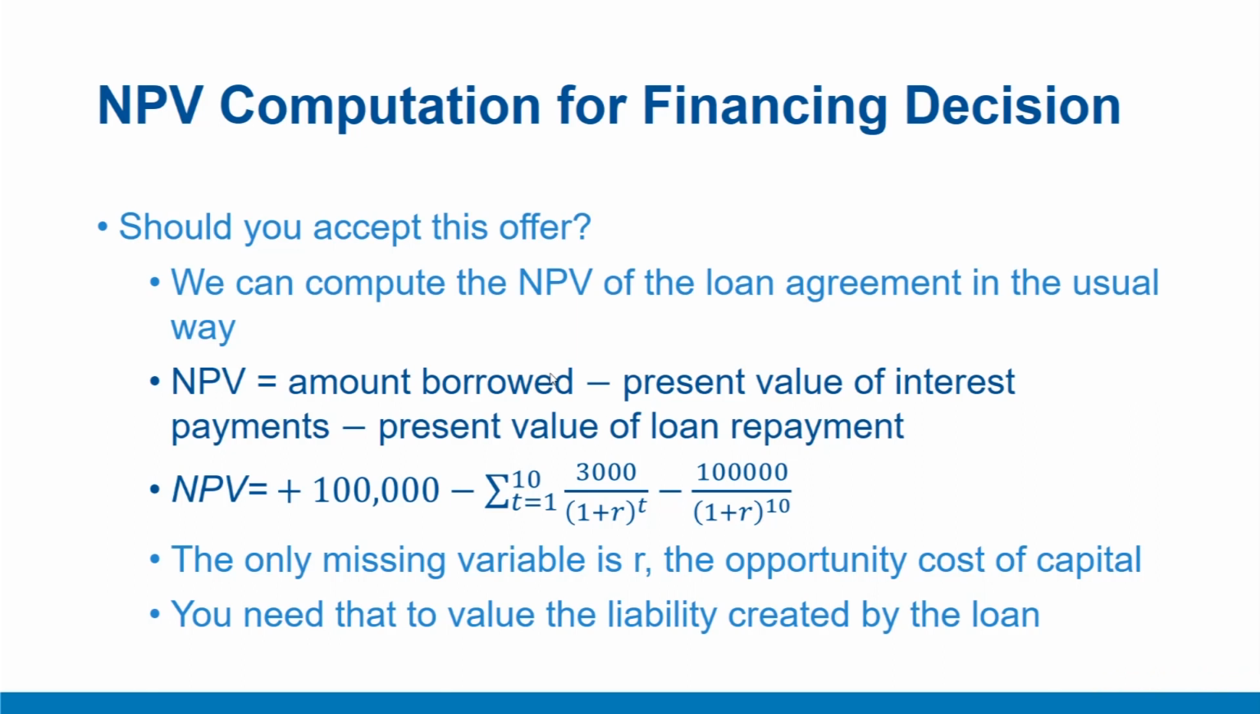We can compute the NPV of the loan agreement in the usual way. The one difference is that the first cash flow is positive and subsequent cash flows are negative. For example, here NPV equals amount borrowed minus present value of interest payments minus present value of loan repayment. That is equal to $100,000 minus the summation for t equals 1 to 10 of 3,000 upon (1 plus r) raised to the power t, minus $100,000 upon (1 plus r) raised to the power 10. The only missing variable is r, the opportunity cost of capital. You need that to value the liability created by the loan.